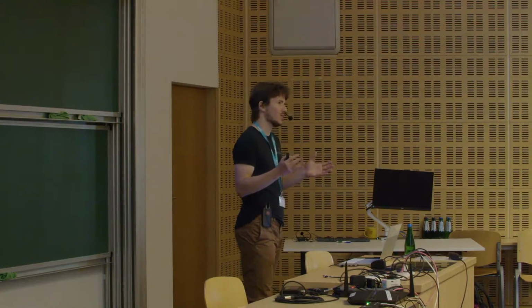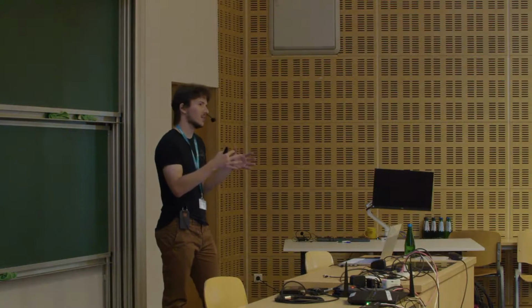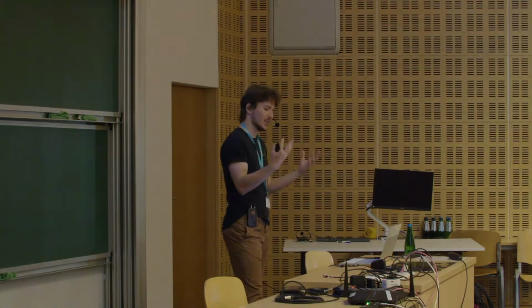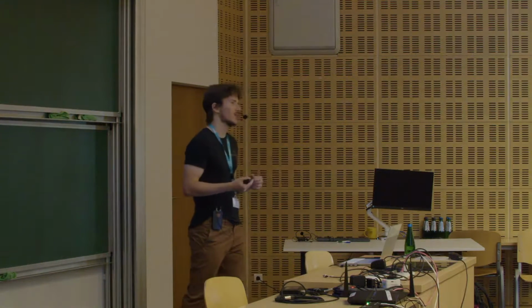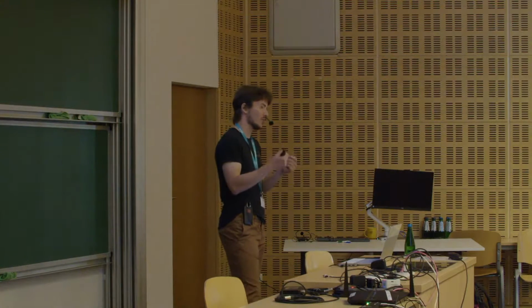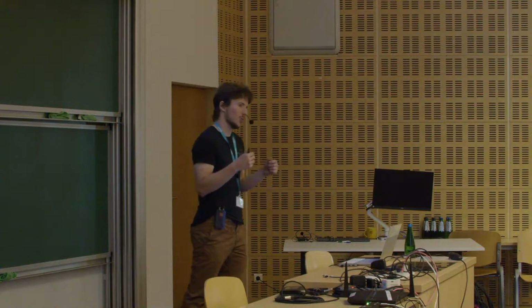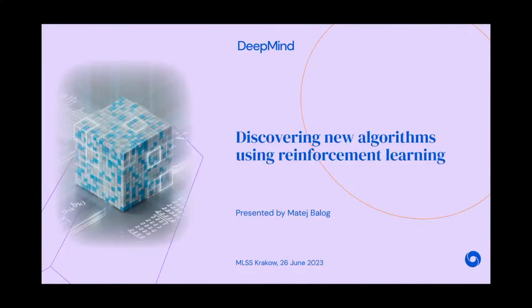This lecture will have roughly two parts. In the first part, I will present a concrete case study of how we can use AI and reinforcement learning techniques to discover new algorithms specifically for multiplying matrices. And then in the second part of the lecture, I'll talk more about the method underlying this work, reinforcement learning and AlphaZero, and Monte Carlo tree search.